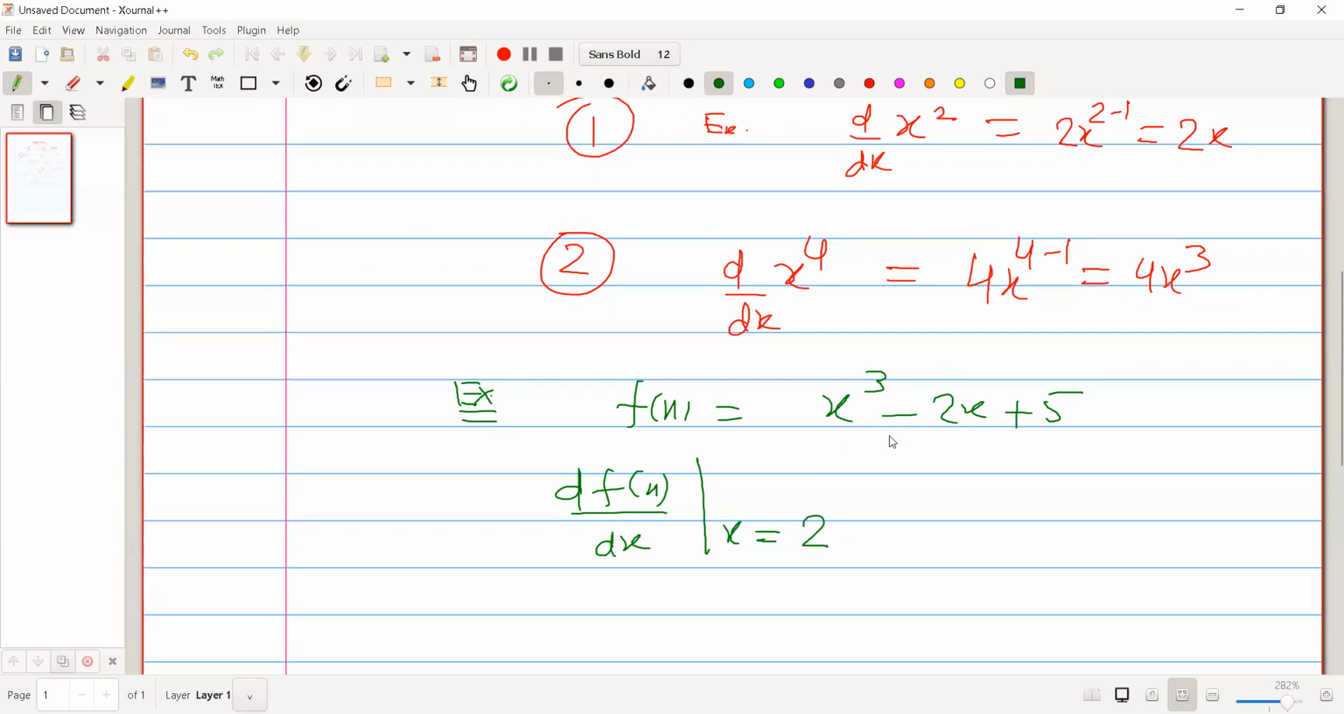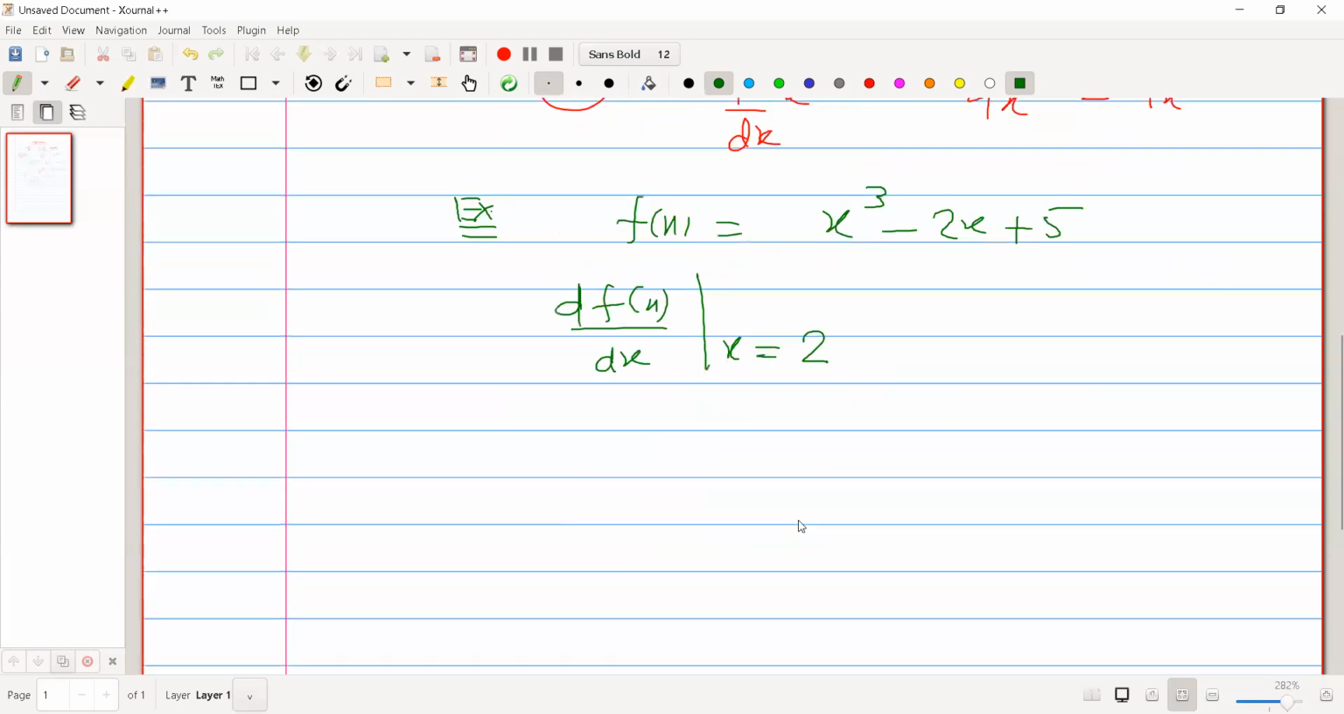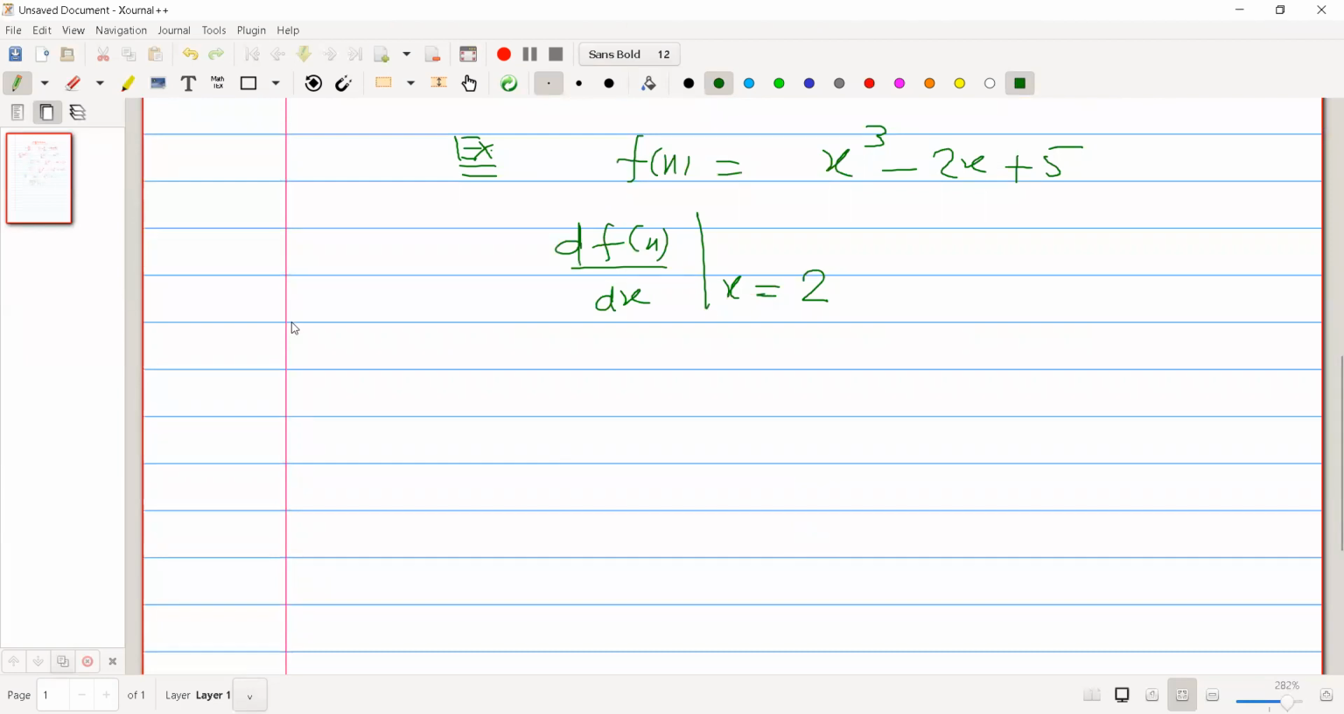Don't put the value 2 first and then find the derivative, because the derivative of a constant term will be 0. So first we have to apply the operator, which means finding the derivative, and then put in the value x is equal to 2. So let us see how to solve it. We will cover every aspect of this differentiation. Okay.